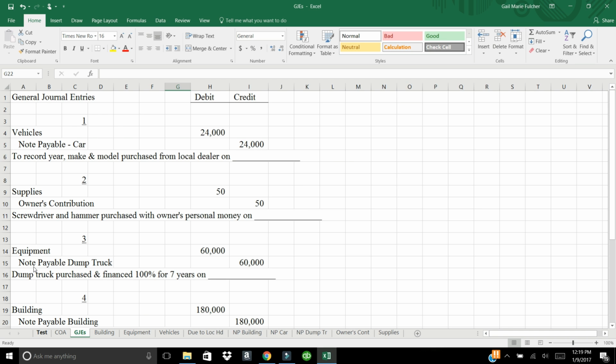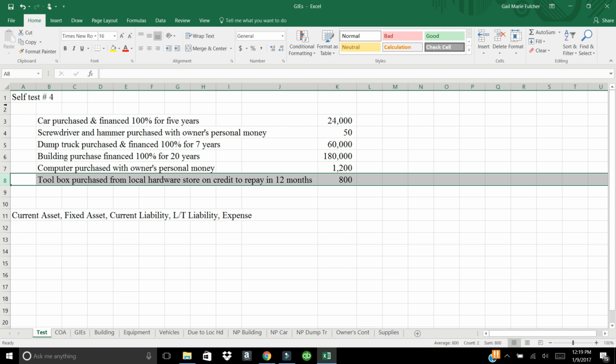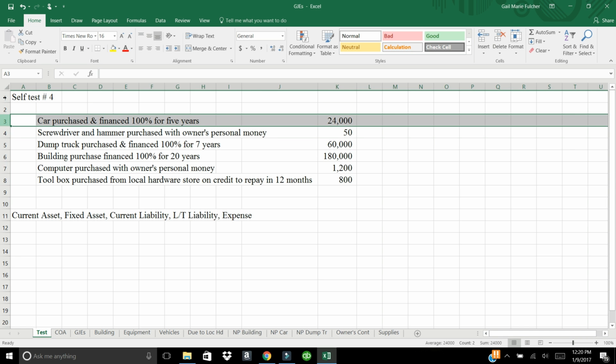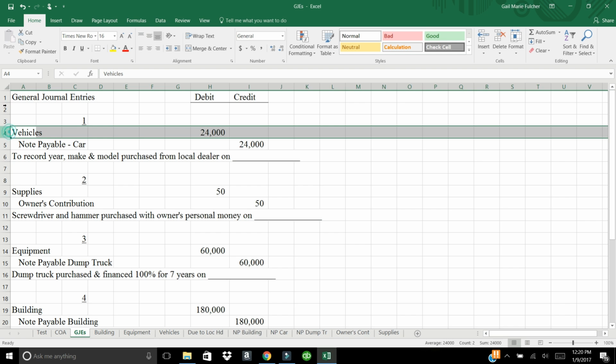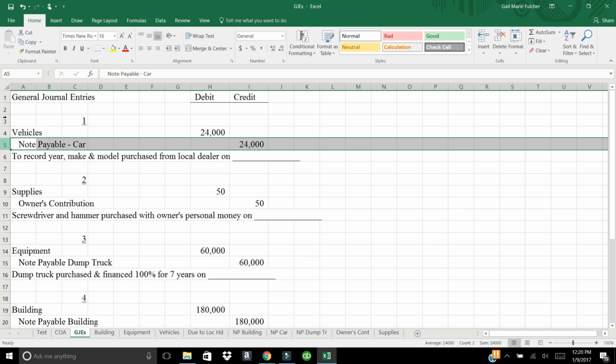So let's take a look at our number 1 entry: a car purchased and financed 100% for 5 years. So our first general journal entry should be vehicles. That receives a debit amount because vehicles are in the asset section of our balance sheet. And then notes payable car should receive a credit of $24,000 because that is in the liability section of our balance sheet. And then your description.